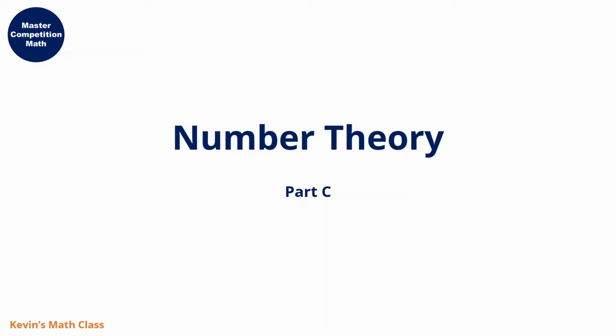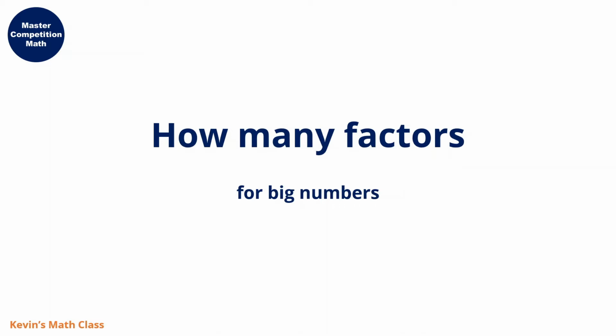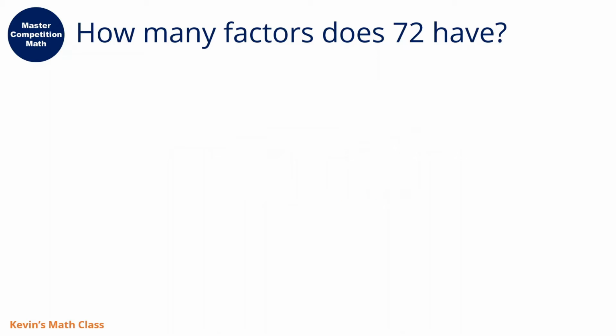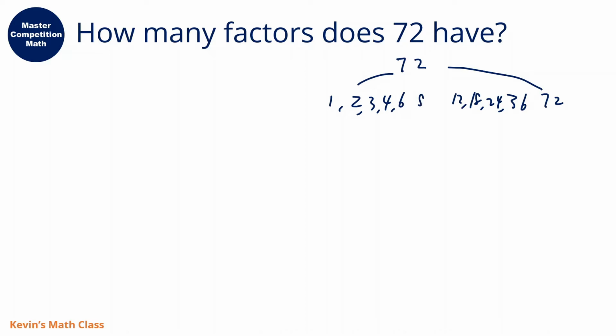Okay, let's get started. The first topic is about finding how many factors for big numbers. Let's start with a smaller number, for example, 72. See how this method works. For 72, we know we can use factor rainbow. So let's try 72. 72 has 1, 72, 2, 36, 3, 24, 4, 18, 6, 12, 8, 9. We find 72 has 12 factors.